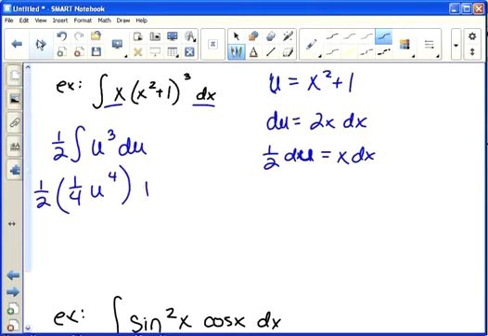You can put the plus c in parentheses. It really doesn't make a difference either way in this case. So I'll do 1/2 times 1/4, which is 1/8. Put my u back in, and have my final answer right there.